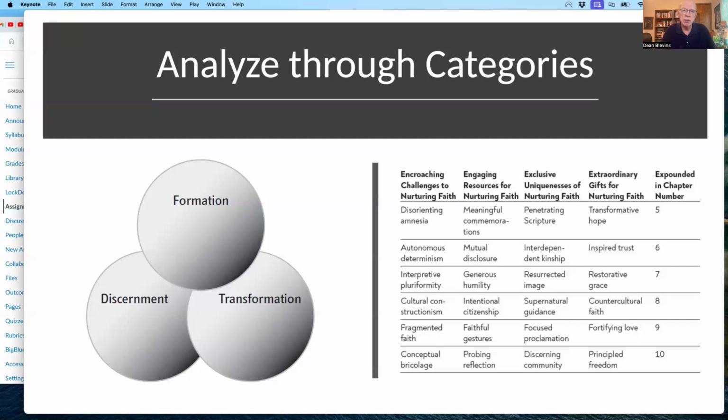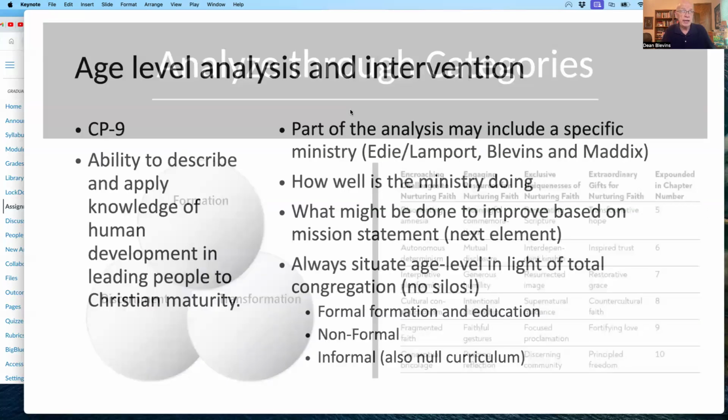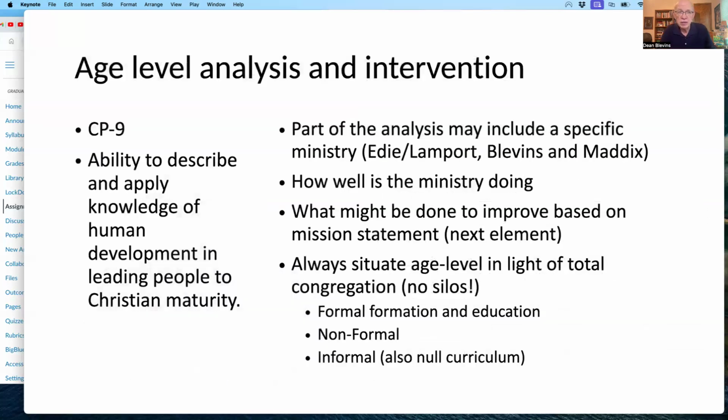So don't spend too much time giving me tons of other types of analysis, maybe even things you've done in other classes. Just take what we started in week one and build out to make that kind of an analysis as you go forward. Then, if you've done that, then we move to a different kind of analysis, which is age level analysis and intervention.